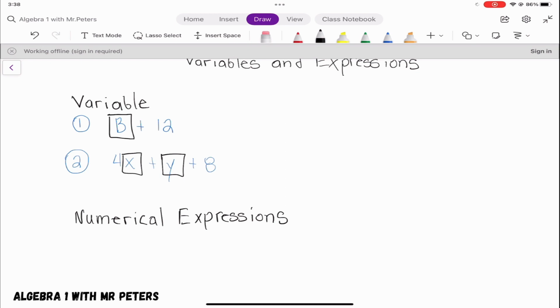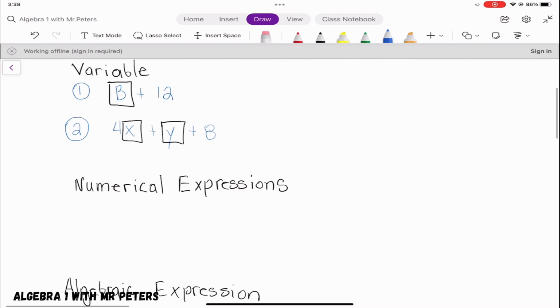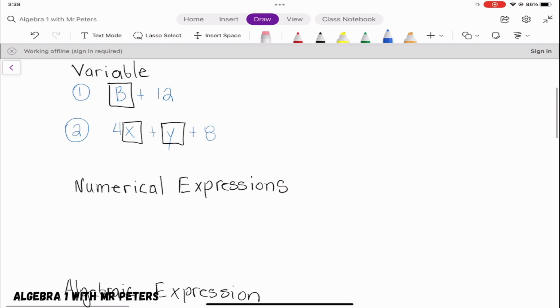All right, let's switch on over now to the expressions. The first type of expression we want to talk about today is going to be the numerical expressions. And when you see numerical, right, we're going to be thinking about the word number. And numerical expressions, these are the mathematical phrases, problems, expressions, whichever word you want to use, but they're the problems that only include numbers and operation symbols. Operation symbols such as addition, subtraction, multiplication, and division.